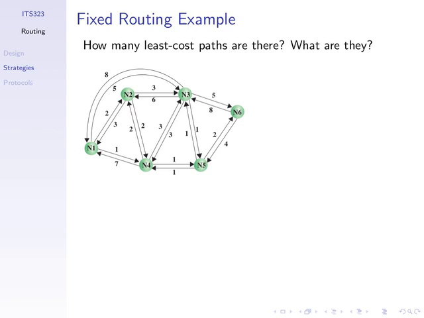As a result, what we need to do is calculate all the least cost paths, all 30 of them, and then store that information in the nodes. Let's say that we store this information in each of the nodes. Node 1 stores the path from N1 to N6 is 1, 4, 5, 6. So this is stored at node 1 in some database.